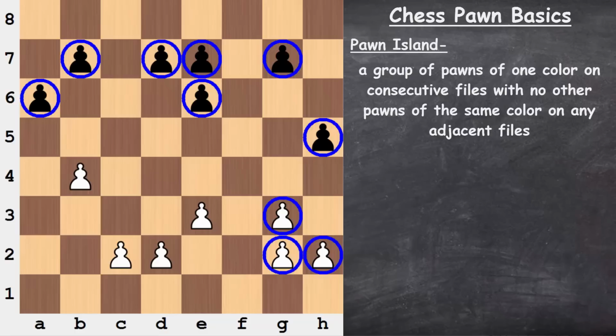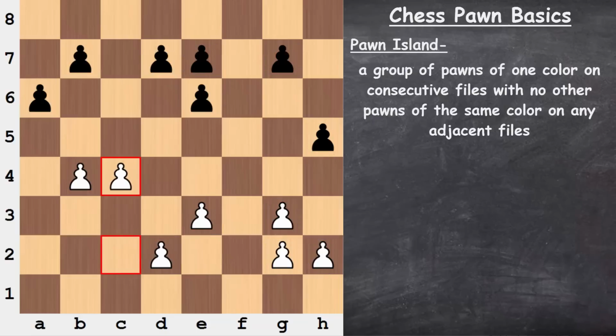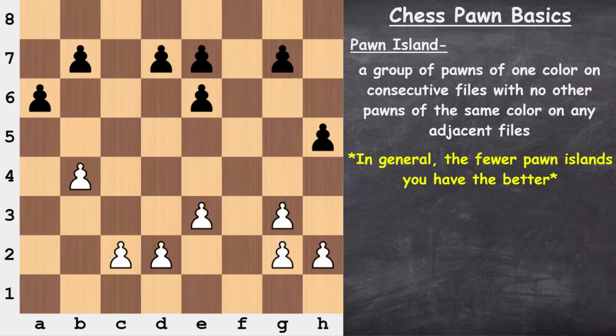White has a group of 3, and White also has a group of 4. These pawns here, the B4 pawn, C2, D2, and E3, they are a group of 4. They can be connected at some point. They can be put together and protecting one another. They're considered islands. In general, it's said in chess that the fewer pawn islands you have, the better, and that's primarily because you want your pawns to be able to watch over one another.